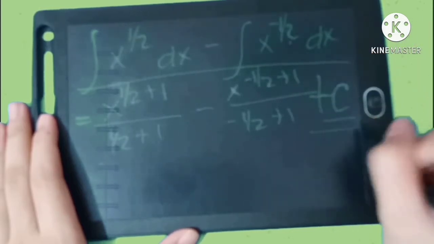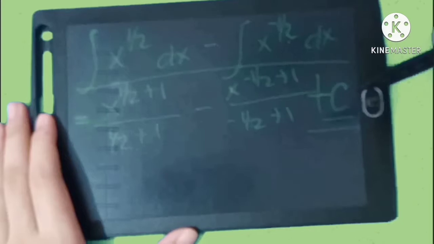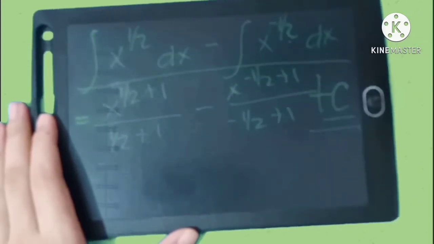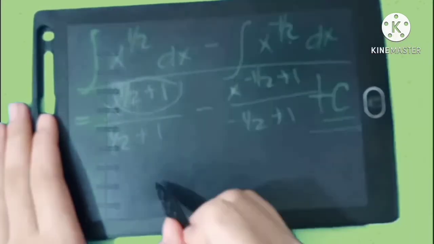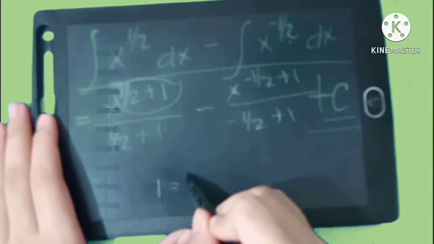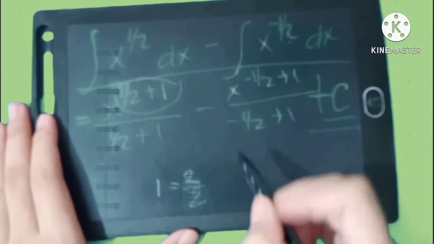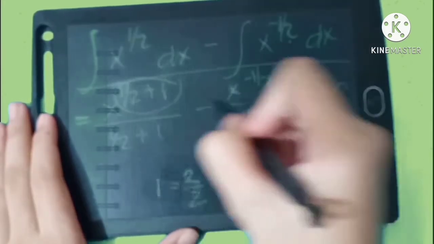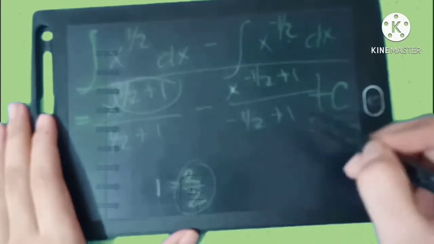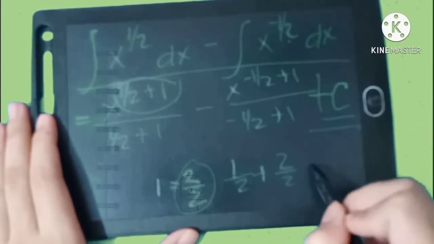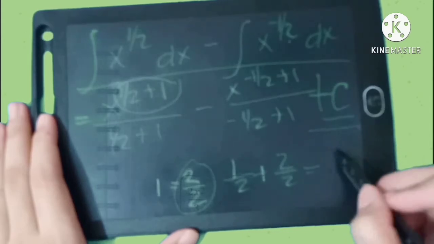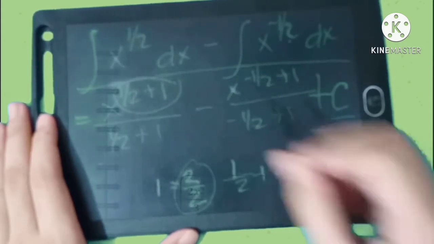So, itong c, hindi siya dapat kinakalimutan kasi constant yan. Pwedeng may number dyan or wala. Depende. So, ayun. Ano bang sagot dito? So, di ba ang 1 is also equal to 2 over 2. So, para parehas sila ng denominator, gagamitin natin itong 2 over 2. So, 1/2 plus 2 over 2 is equal to 3/2. So, ito yung sagot dito.